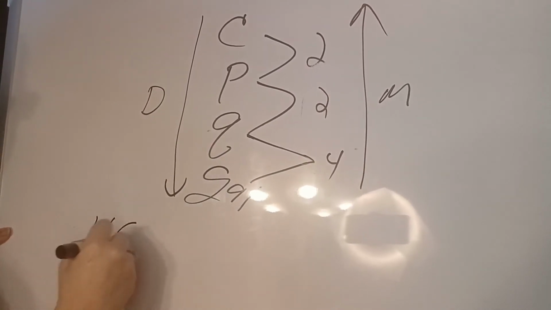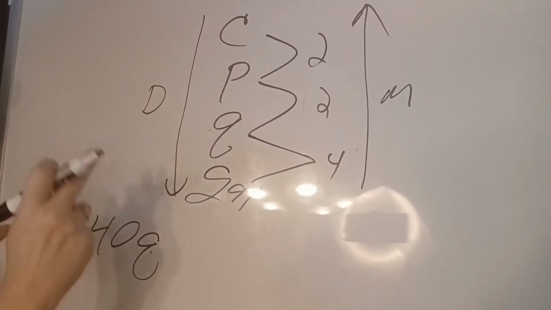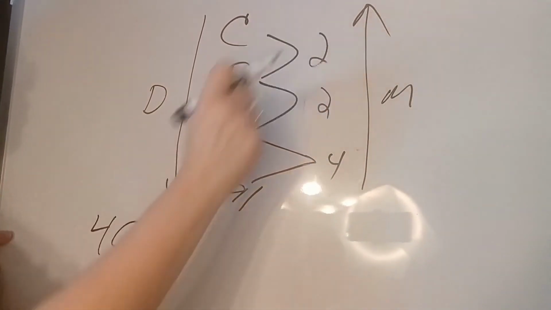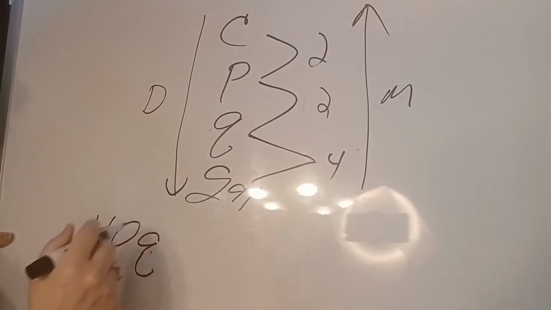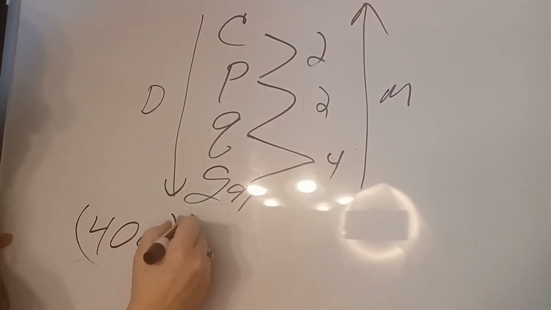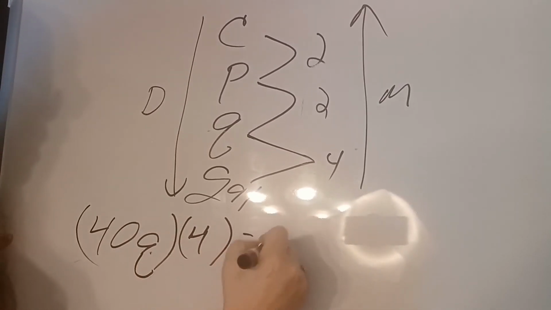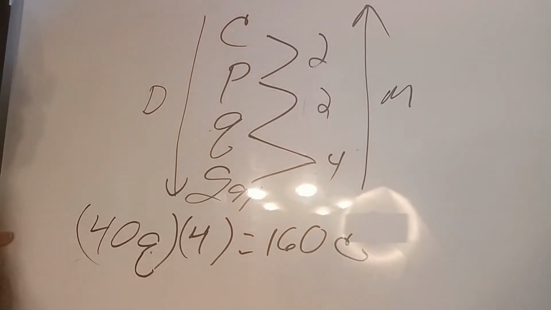We've got 40 quarts, and we want to know how many cups that is. Okay, from quarts, 2 times 2 is 4. So we're multiplying by 4. So 160 cups.